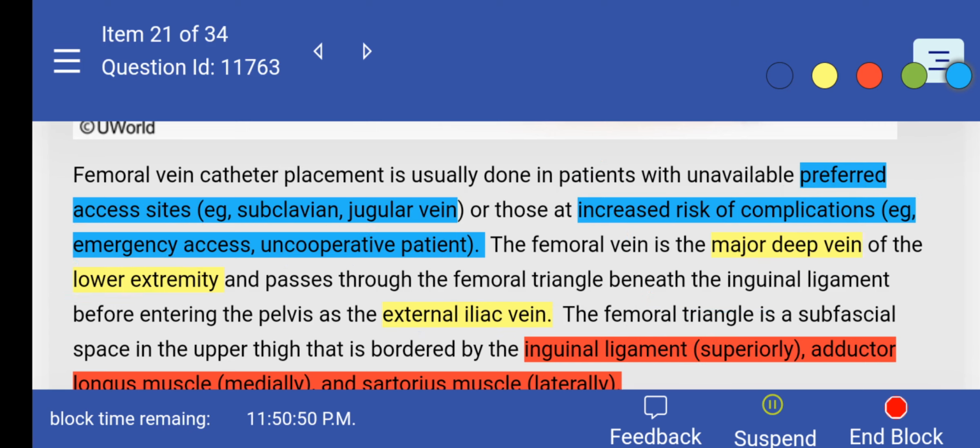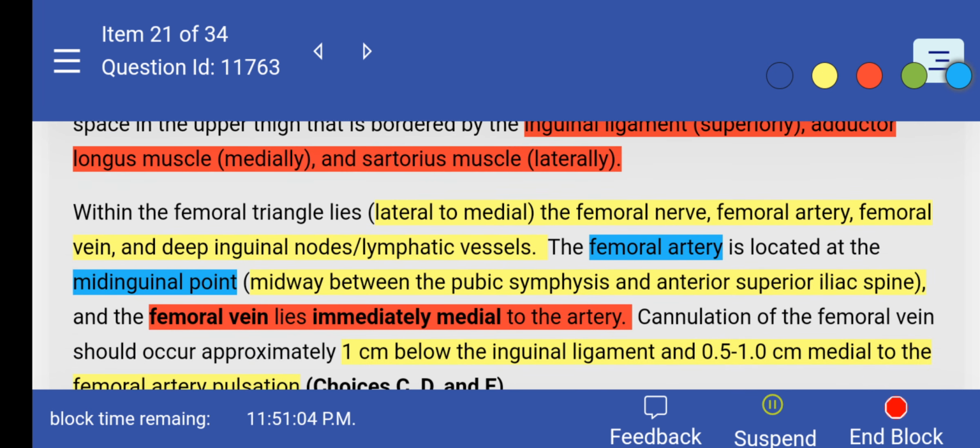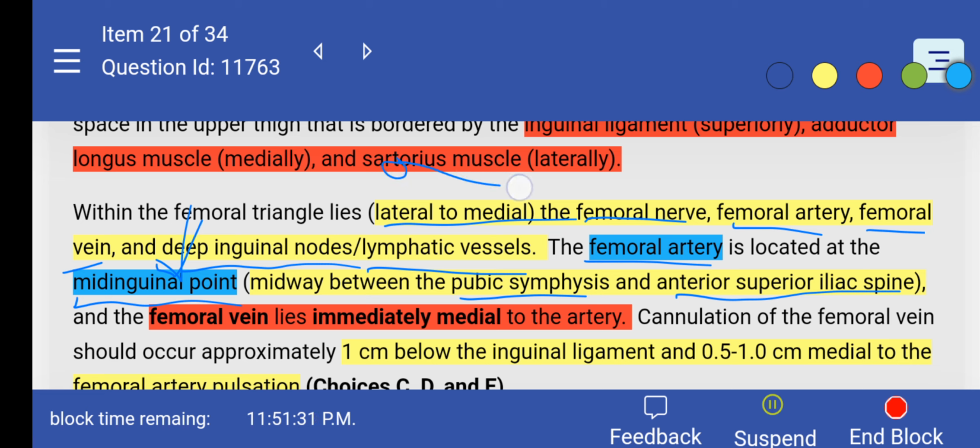The femoral triangle is a space in the upper thigh that is bordered by the inguinal ligament superiorly, the adductor longus muscle medially, and the sartorius muscle laterally, right? Within the femoral triangle, from lateral to medial, this is important, we have femoral nerve, femoral artery, femoral vein, then deep inguinal lymph nodes with lymphatic vessels. The femoral artery is located at the mid-inguinal point, midway between the pubic symphysis and anterior superior iliac spine. So let's say this is the anterior superior iliac spine, and over here we have the pubic symphysis. In the middle, we have the femoral artery, right?